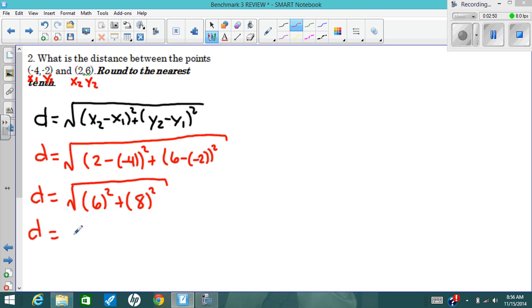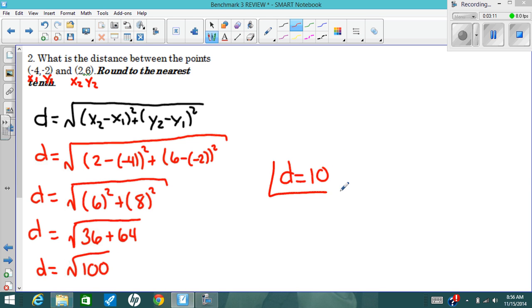Don't forget the squared. 6 squared is 36. 8 squared is 64. Remember, if one of those numbers was negative, when you square a negative number, it becomes positive, so you'd have positive numbers anyway. And get D is the square root of 100, and I should know what the square root of 100 is. D is 10.